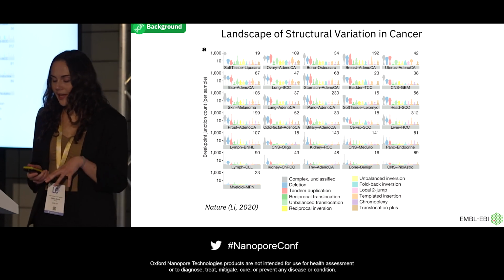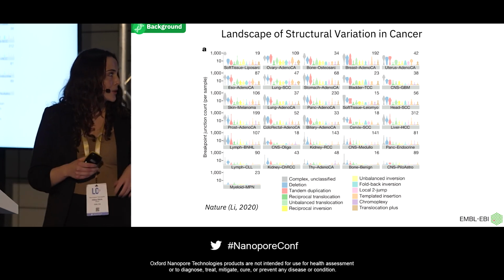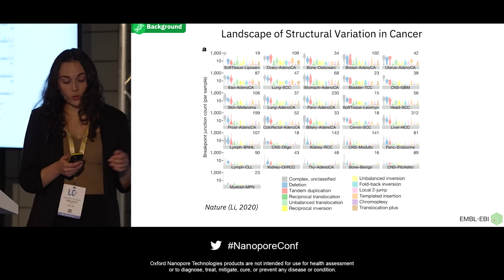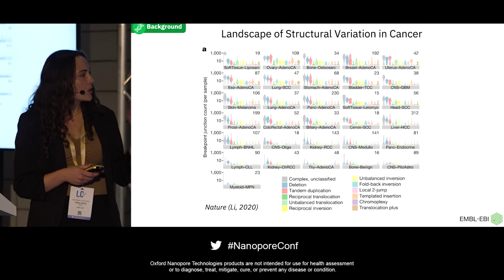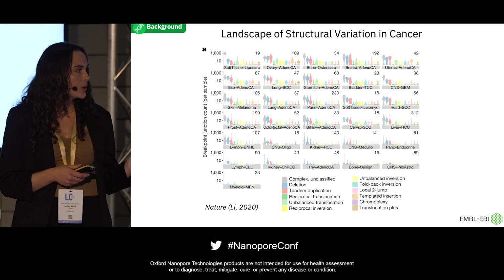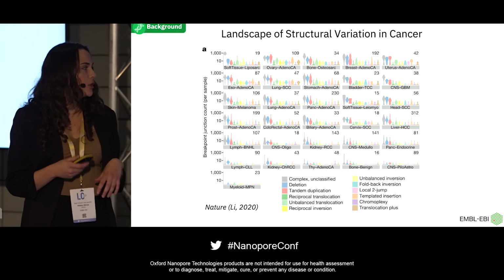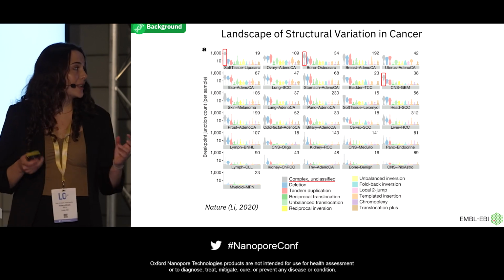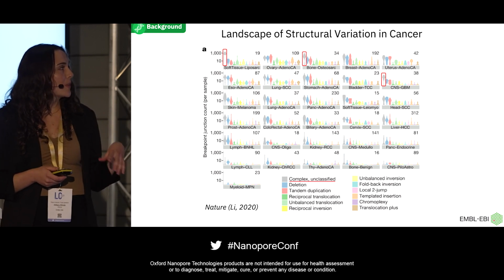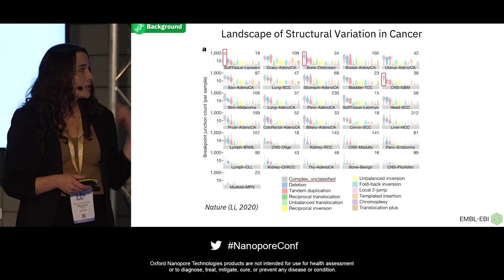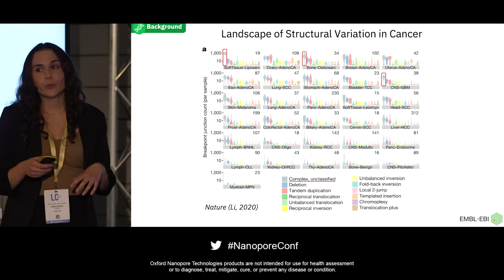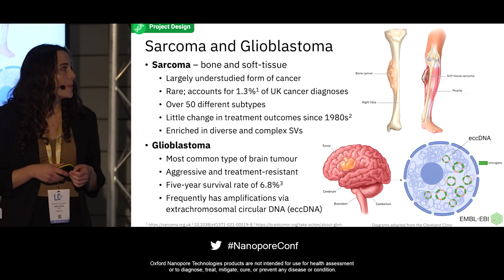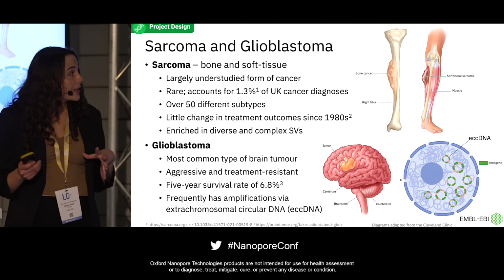So the landscape of structural variation in cancer, as you can see here from the Peacock 2020 study, was all with short reads. But you can see that they were able to categorize quite a few types of structural variation, but there's still a lot of complex and unclassified structural variants that we see in cancer, and particularly in liposarcomas, osteosarcomas, and glioblastomas. We see that these classes are enriched. So for my project, I use sarcoma and glioblastoma samples.